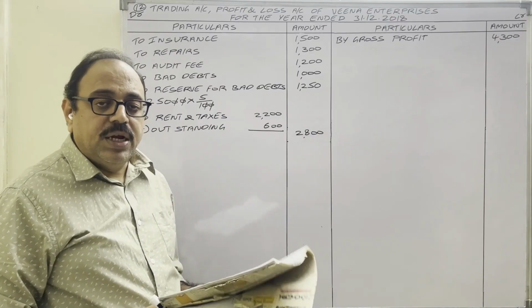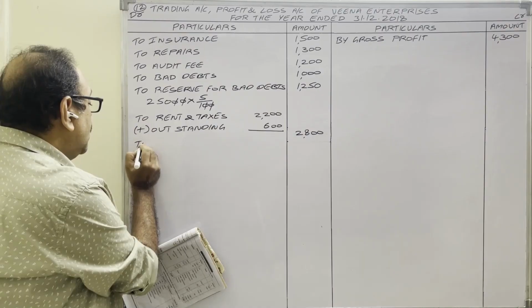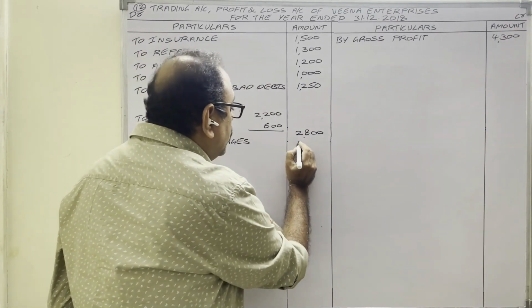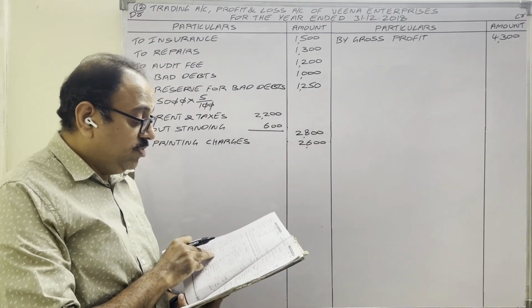Printing charges, indirect expenditure, profit and loss account debit side. To printing charges 2,600 rupees. Patents. On patents, depreciation is given.